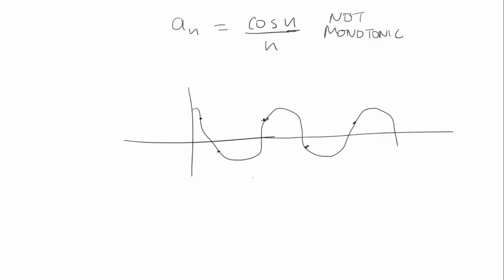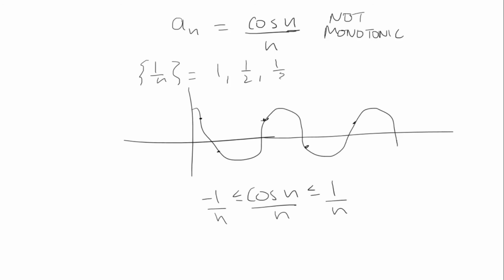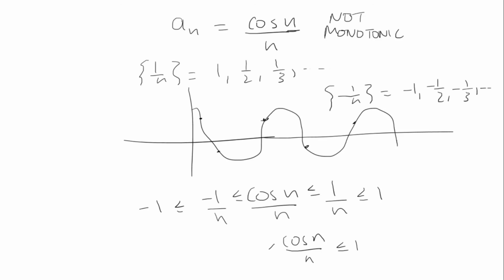But it is bounded because we know that cosine is between -1 and 1. And if I divide everything by n, I get this. Think of 1 over n as a sequence, right? If I have a sequence 1 over n, we know that's going to be 1, 1/2, etc. The biggest term is going to be 1. The smallest term is going to be 0. Similarly, if I have -1 over n, we know that's -1, -1/2, etc. The smallest is going to be -1. So what I just found here is that our sequence is bounded above by 1 and bounded below by -1.